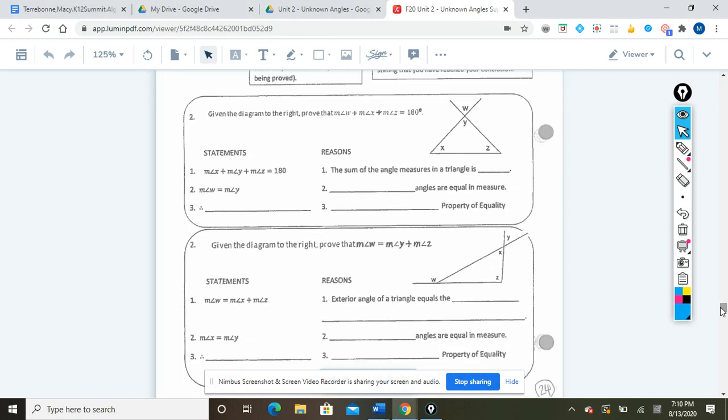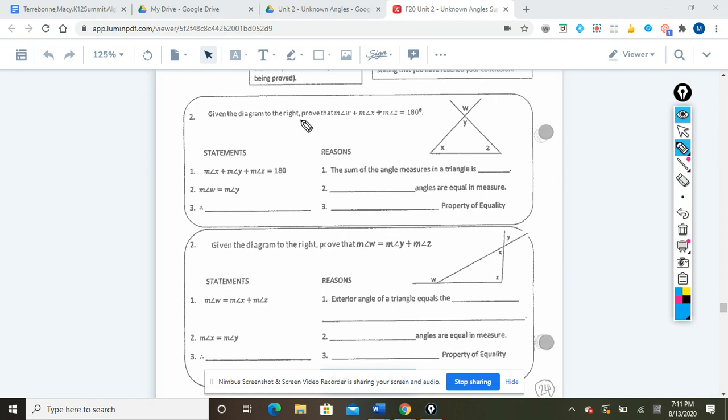Can I fit both of these? Okay, there we go. All right, we look at number 2. Given the diagram to the right, prove that the measure of angle W plus the measure of angle X plus the measure of angle Z equals 180.